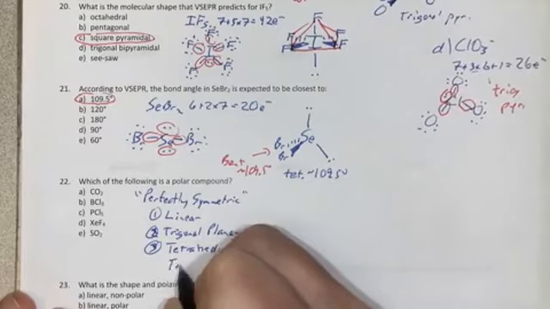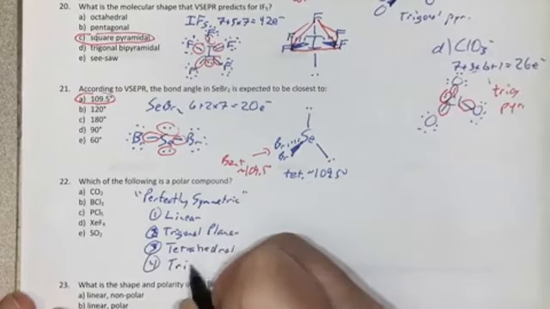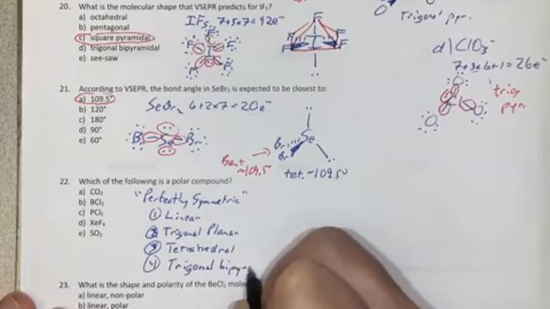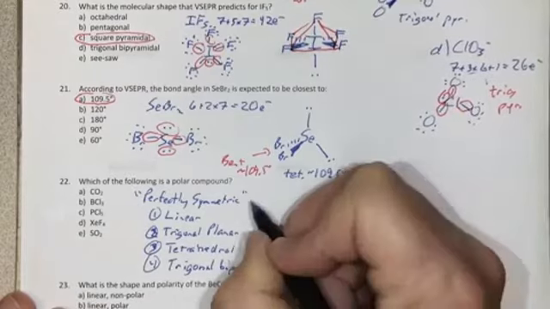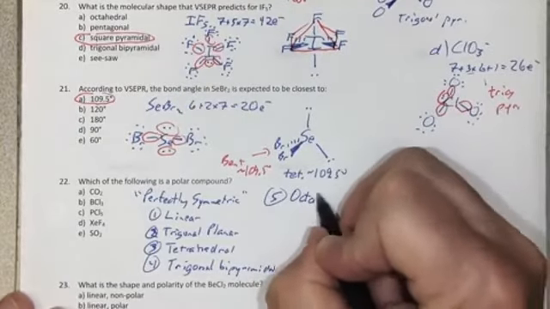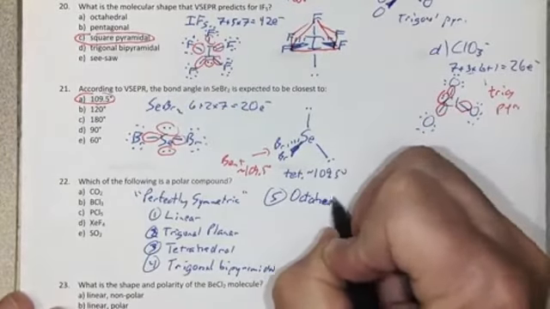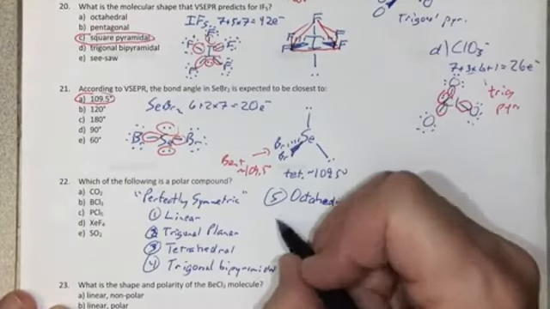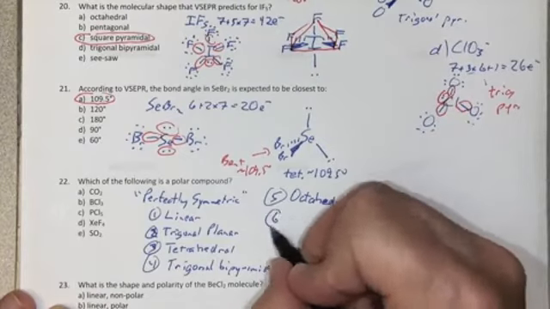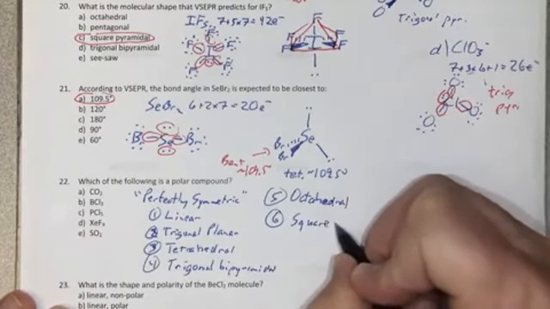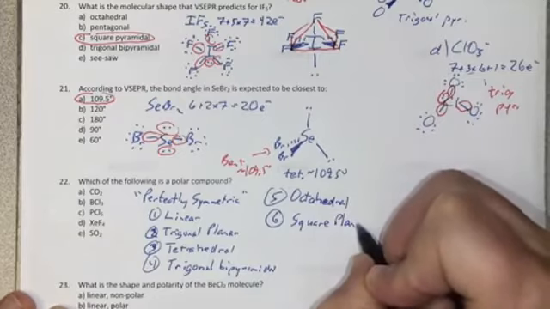The next one is trigonal bipyramidal. That's if you have 5 groups of electrons. The 5th one is octahedral. If there are 6 groups of electrons and the molecular geometry is octahedral, it's perfectly symmetric, it will be nonpolar. The last one is square planar. It's also a perfectly symmetric shape.